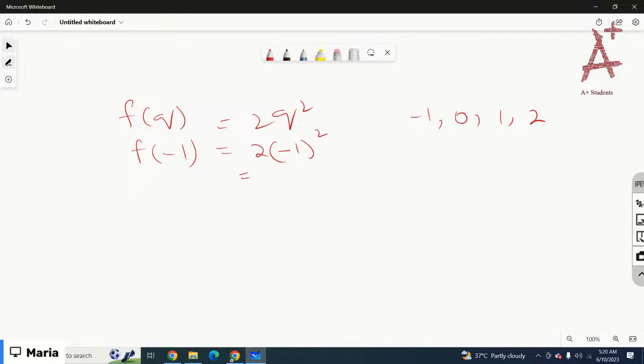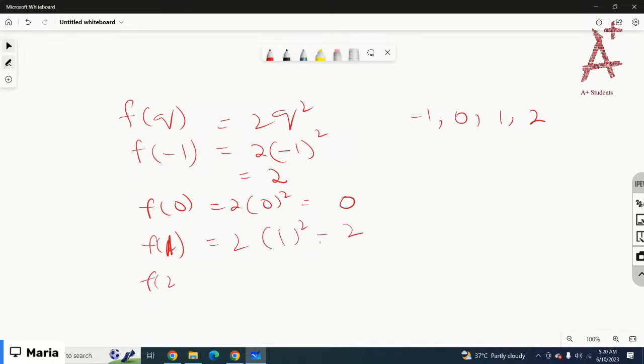So negative 1 square is 1. So 2 times 1 is 2. Then f of 0, it would be 2 and 0 square. 2 times 0 is 0. Then f of 1, it would be 2 times 1 square. 1 square is 1, 2 times 1 is 2. Then you have f of 2, it would be 2 and 2 square. 2 square is 4 and 4 times 2 is 8. So it would be 2, 0, 2 and 8.